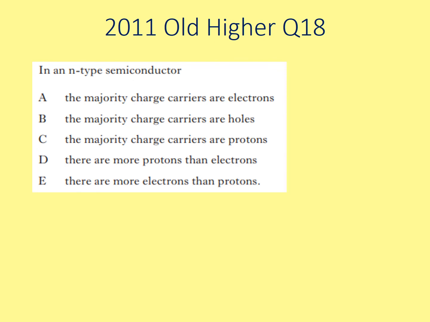2011 Old Higher Question 18. In an N-type semiconductor, the majority charge carriers are electrons. That is absolutely true. The majority of charge carriers are holes. No. The majority of charge carriers are protons. Protons can't move. Absolutely not. There are more protons than electrons. No. A semiconductor is overall neutral. There are more electrons than protons. Absolutely not. So A is your answer.